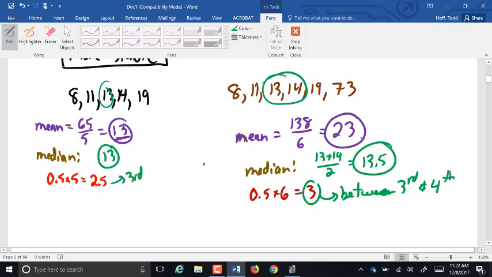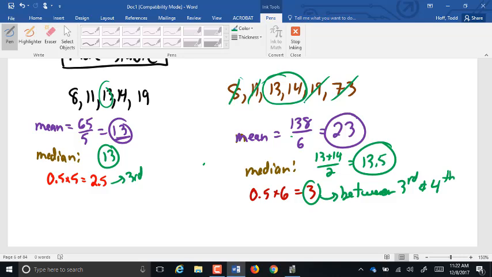Now, some of you are probably taught to do the median by just crossing off the smallest and the largest and working your way into the middle like that. That works on a small set of numbers. But if you have like 70 or 80 numbers up there, that takes a while.